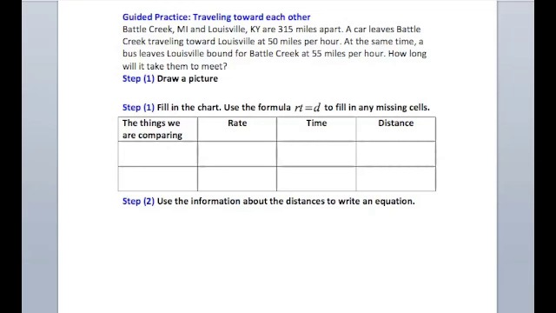Now it's time to check your understanding of solving a distance, rate, and time problem. Pause your video player and answer this guided practice question. When you're done, hit play to see how you did.